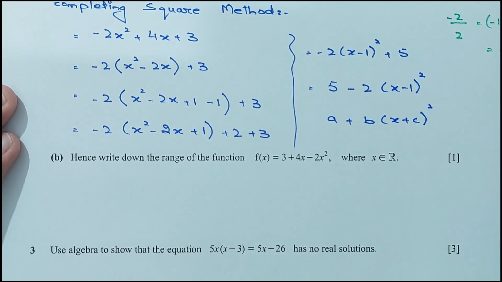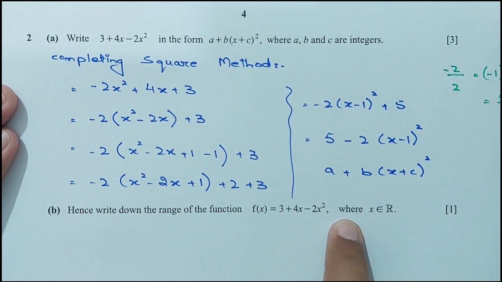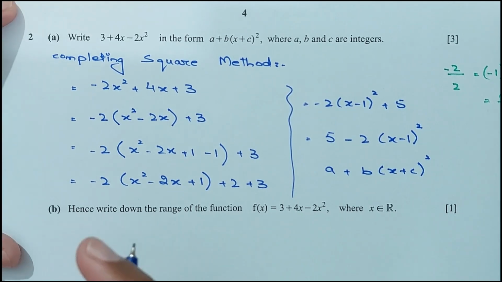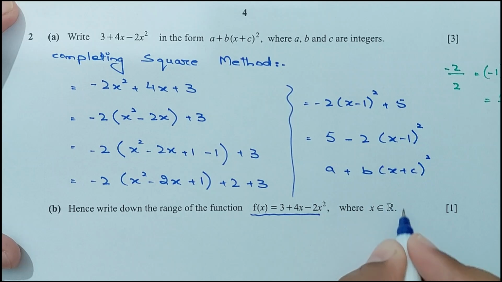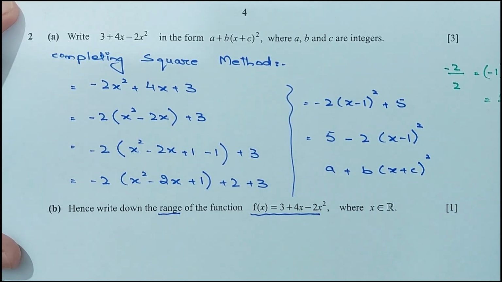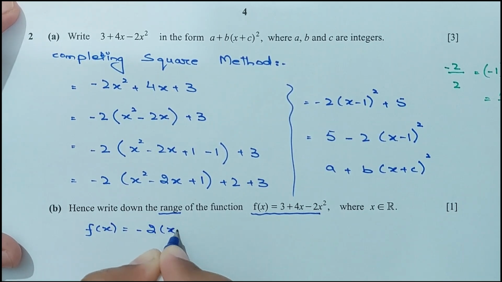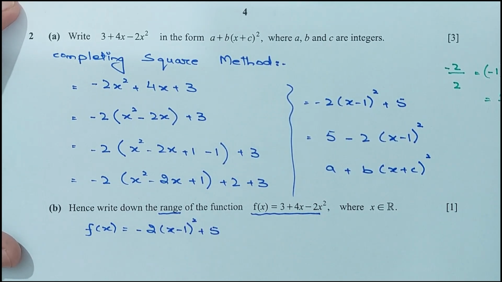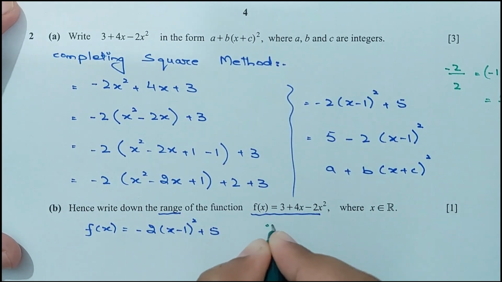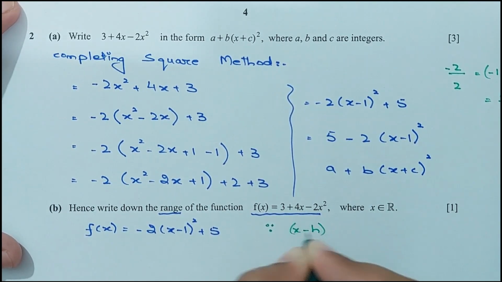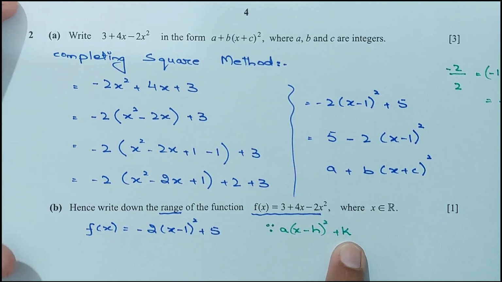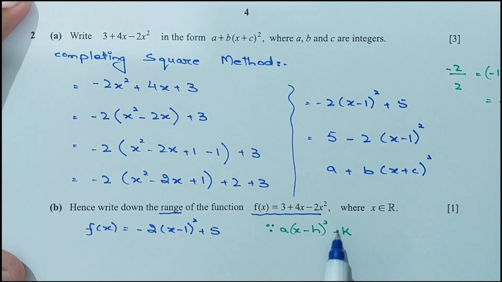Moving to part B: write down the range of this function, where x belongs to real numbers. So the domain is all real numbers, and we have to find its range. We can rewrite this function f of x as minus 2 into x minus 1 square plus 5. This is the vertex form of a quadratic equation: x minus h whole square plus k, with some a outside. Whenever we have a vertex form, the range depends on the k value, and it is less than or equal to k or greater than or equal to k.